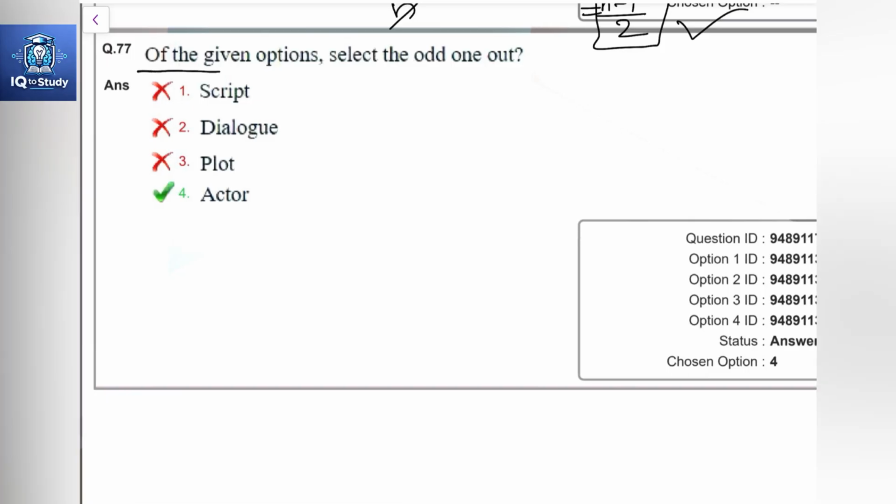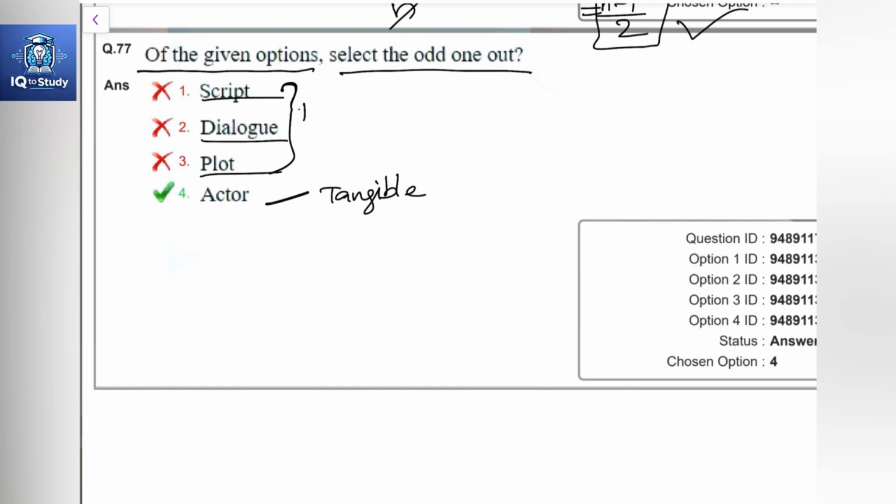Of the given options, select the odd one out. Here, script, dialogue, plot, all are related and only actor is the odd one because it is tangible and these three are intangible.